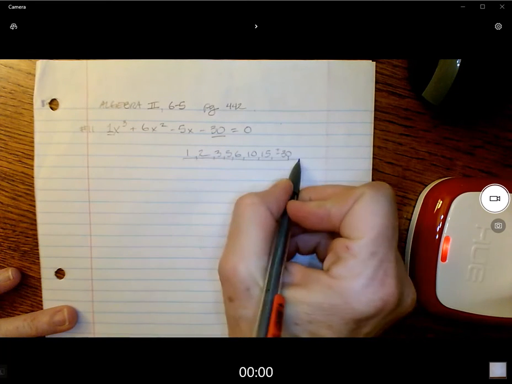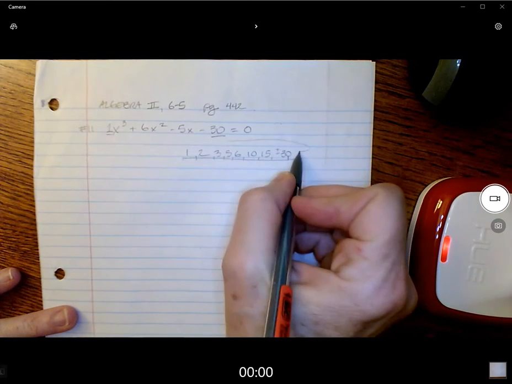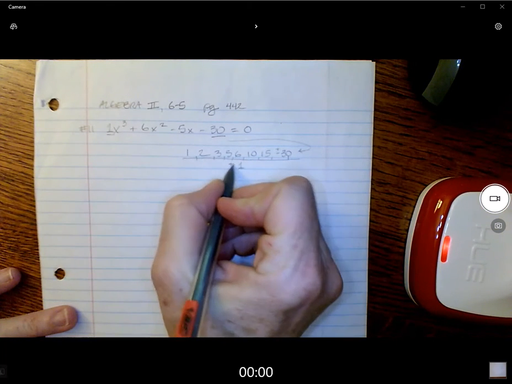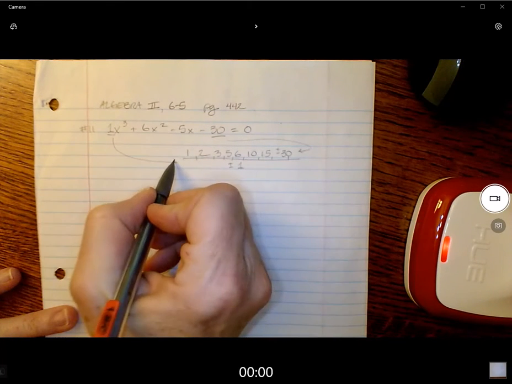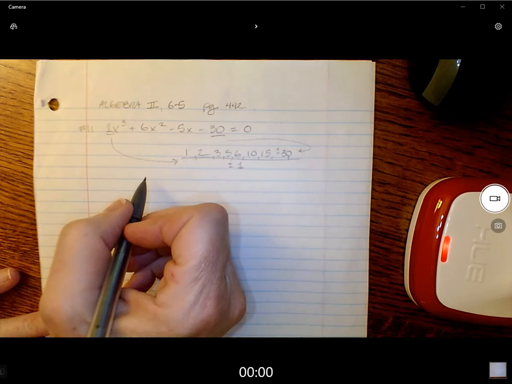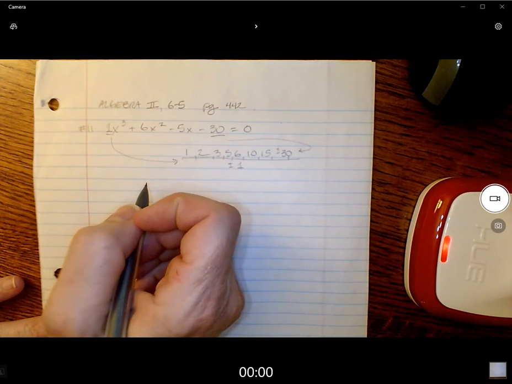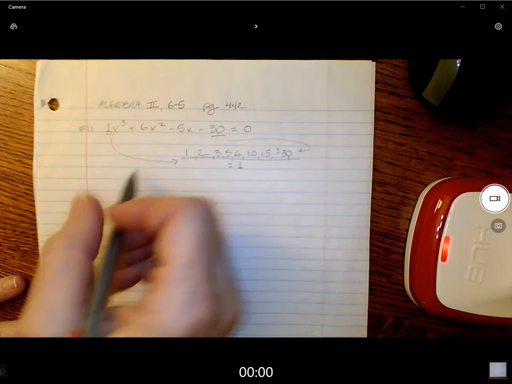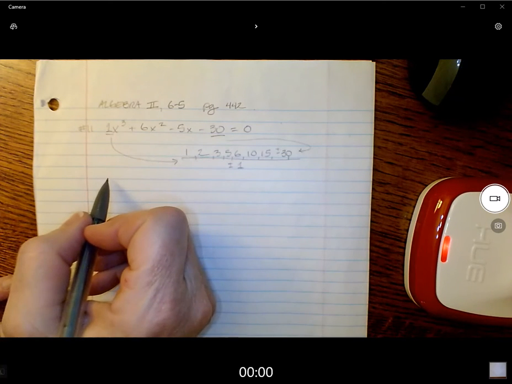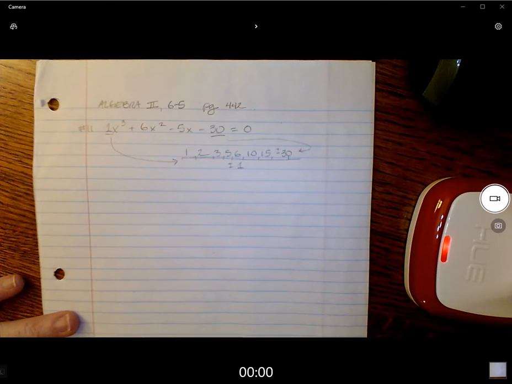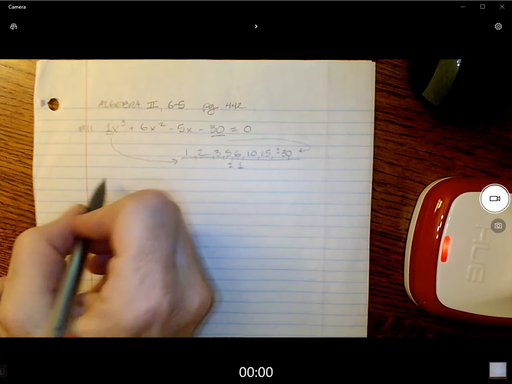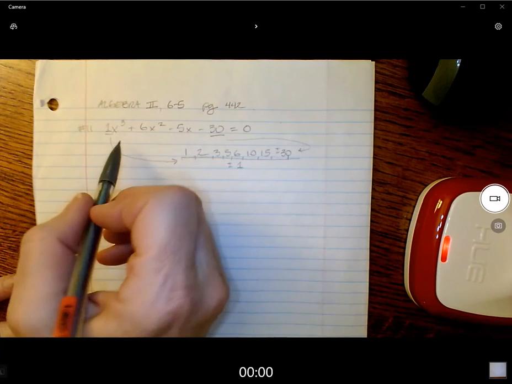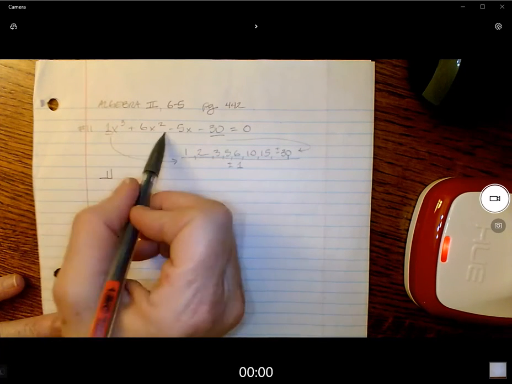And then, so those are for 30, and then for 1, we've got what? Just plus or minus 1 for the factors of 1. So I'm going to do synthetic division to see what I can discover. Now I'm going to start with the 1 and divide that into the coefficients of this polynomial.